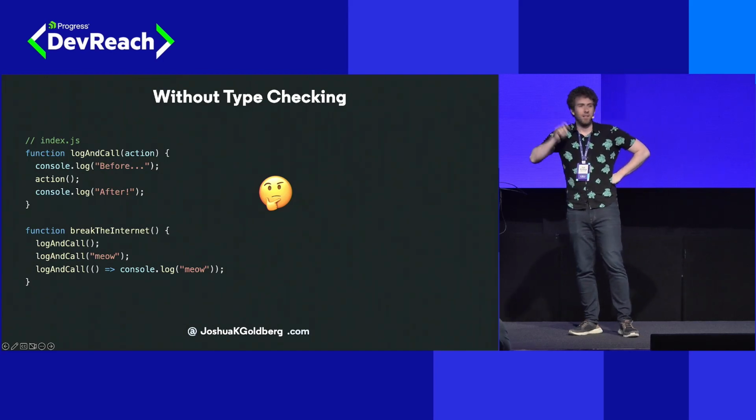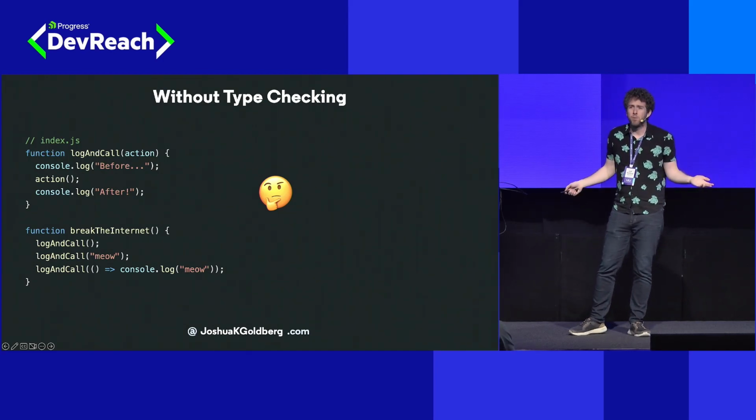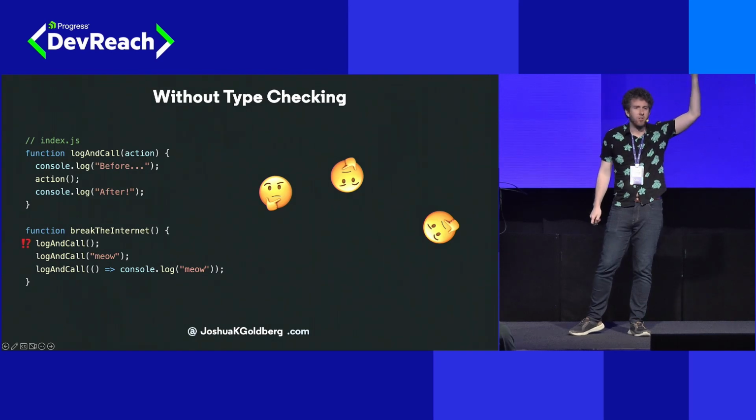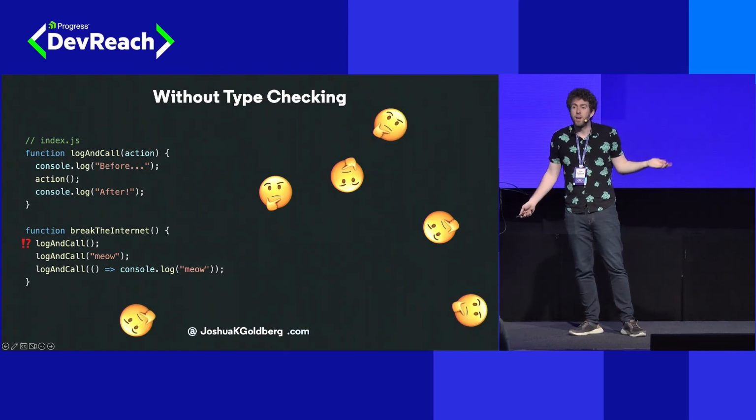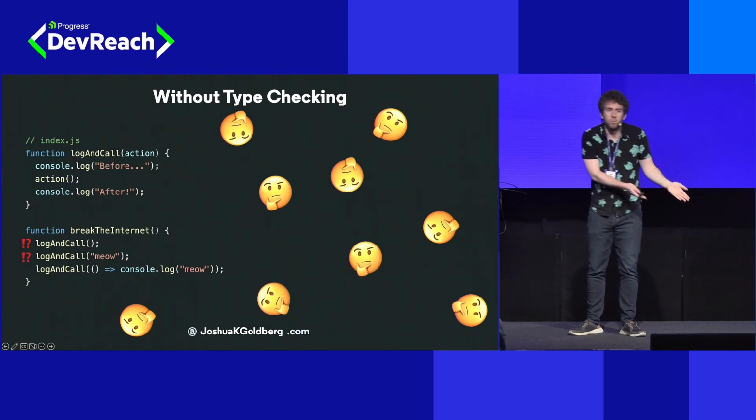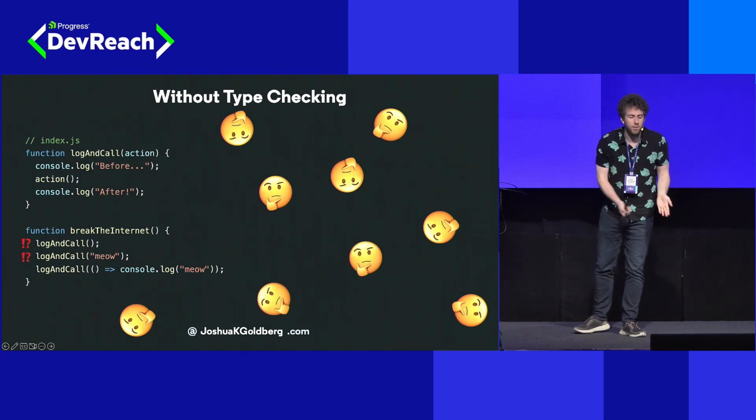But if it's in some external code or you just don't have the time to read it, you don't know if, like, is the action required? Does it default to something? Are you calling it with a string instead of a function? Like, what shape are you supposed to call it with?